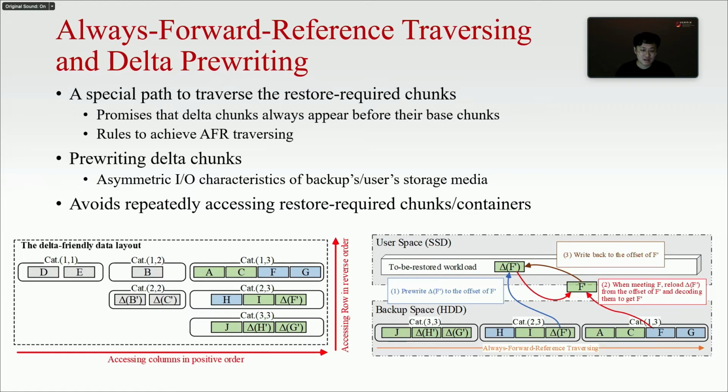Besides, delta chunks also could be pre-written to a cache instead of the to-be-restored workflow as an alternative solution, because delta chunks usually have quite a smaller size than normal chunks. The total size of the cache could be quite small.